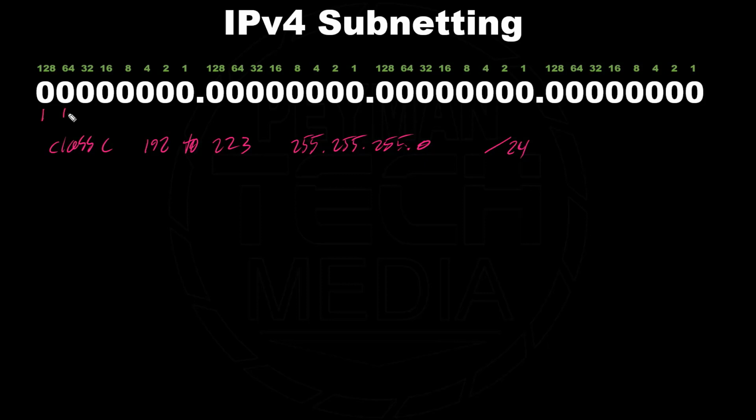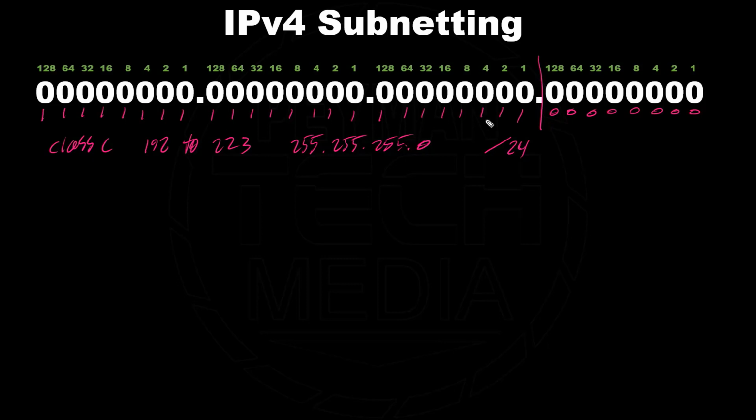If we count 1, 2, 3, 4, 5, 6, 7, 8, 9, 10, 11, 12, 13, 14, 15, 16, 17, 18, 19, 20, 21, 22, 23, 24. So this is the default cut line, and the rest are 0s, which are our host bits. 1s represent network bits, 0s represent host bits. So that's the default subnet mask for Class C.